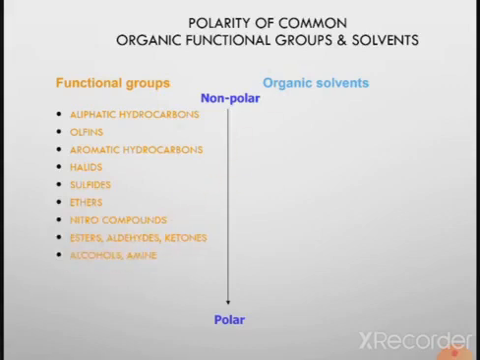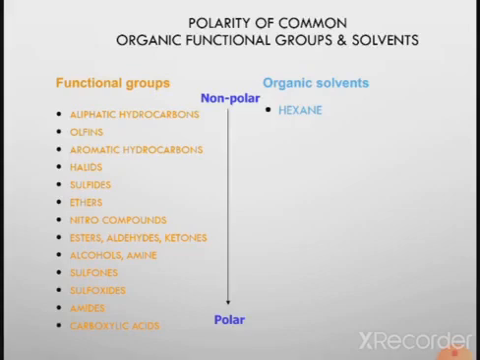Now we want to see the organic solvents that we actually use as a mobile phase. These mobile phase solvents are also arranged from non-polar to polar, as shown in the diagram. Solvents like hexane are less polar, or are called non-polar solvents. Then there is increasing polarity.